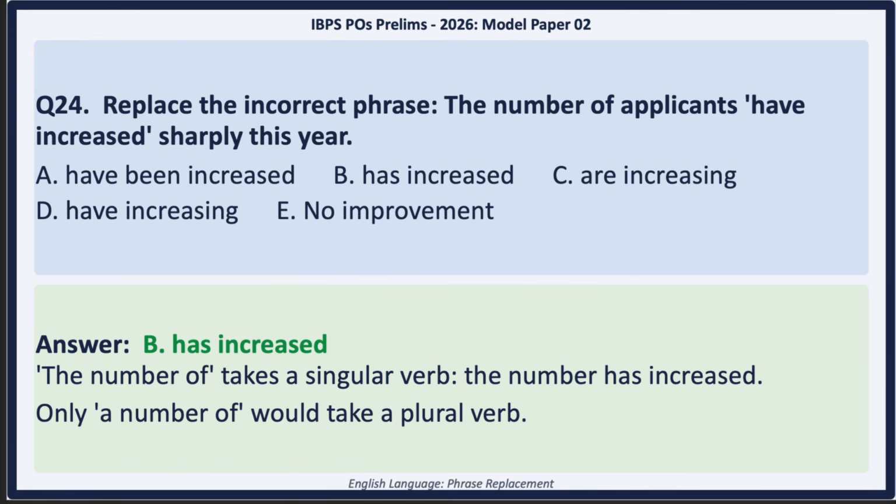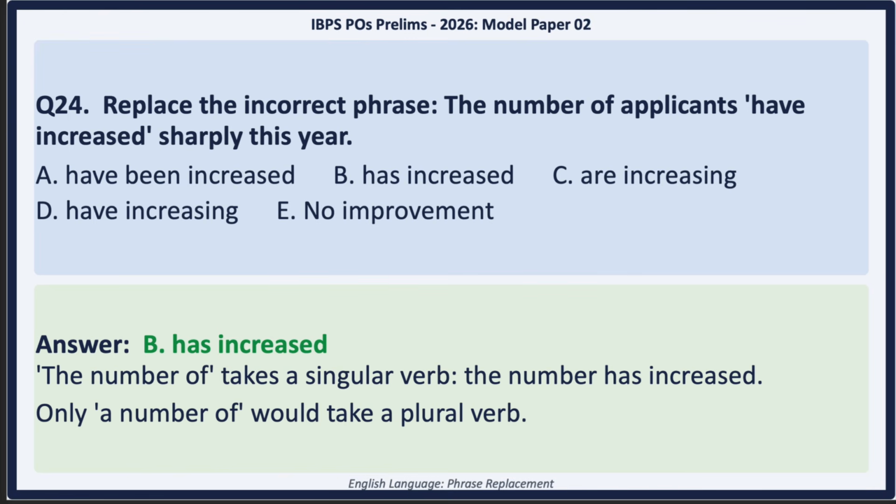To me, the number of and a number of mean the exact same thing. Colloquially, maybe. Grammatically, they are opposites. A number of is an undefined plural, meaning several, so it takes a plural verb. But the number of designates a single, specific, calculable quantity. Oh, so it demands a singular verb. Exactly. The correct choice is B, has increased.